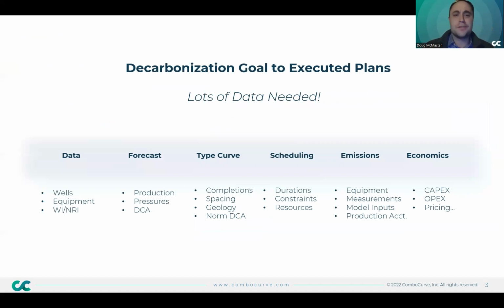Okay, so to do this evaluation properly, you're going to need a lot of data. And it's the classic data that if you're a reservoir engineer or petroleum engineer that everyone knows and loves. It's all the ingredients to understand the current state and development plan of your company. So you need your well data, your equipment, your ownership and working interest. You need a forecast, decline curves, type curves that take into account completion, spacing, geology, and also some more decline curve analysis. Additionally, you'll need some scheduling. And of course, today we'll talk about the new component involved in this major workflow, emissions. So equipment, measurements, model inputs, production accounting, and of course, all the ingredients to build your economics. But before we get into that detail, let's just start with the basics.